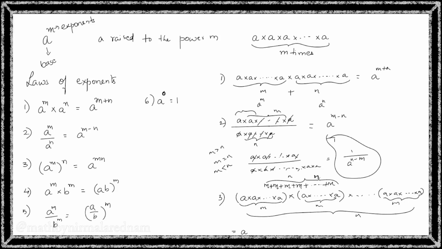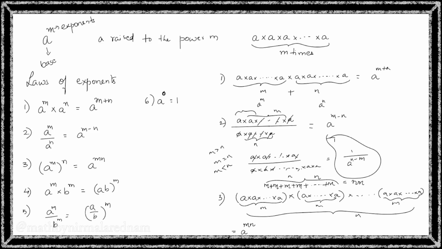I have n such brackets, right? So what is the sum when I add m, n number of times? The sum is going to be mn. So this is nothing but a raised to mn. mn is nothing but m into n, or m times n, or n times m. So that is your third law, right?